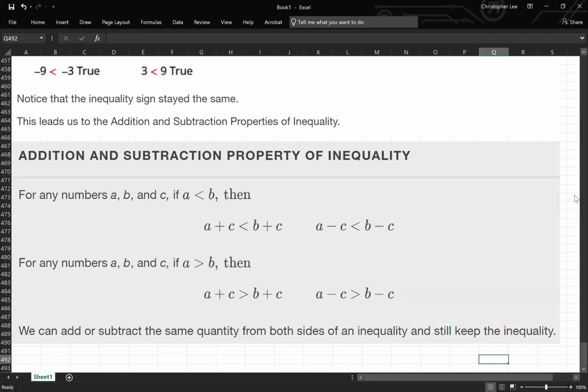For any numbers A, B, and C, if A is less than B, then A plus C is less than B plus C, and A minus C is less than B minus C. For any numbers A, B, and C, if A is greater than B, then A plus C is greater than B plus C, and A minus C is greater than B minus C. We can add or subtract the same quantity from both sides of an inequality and still keep the inequality. All right.